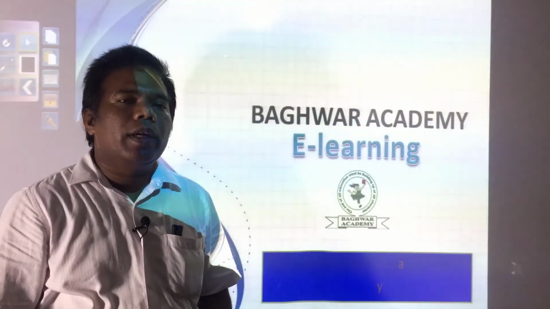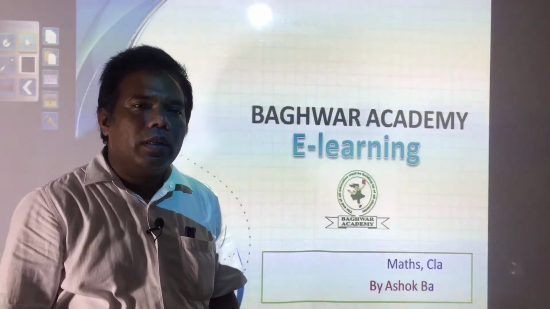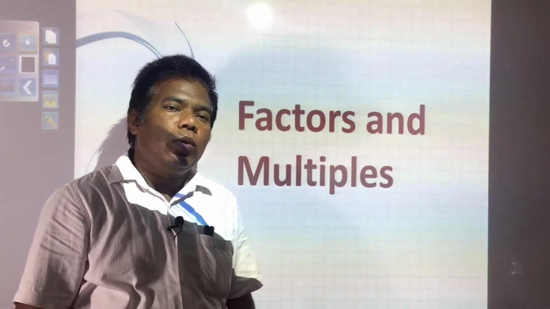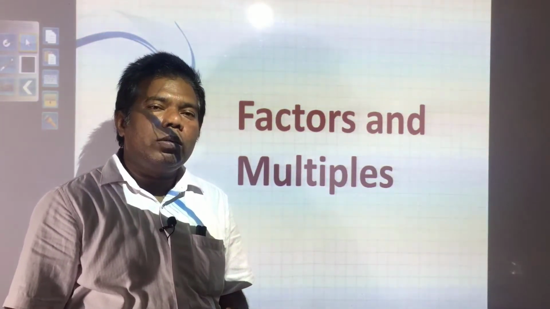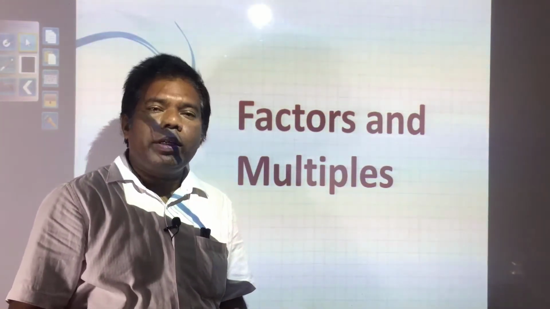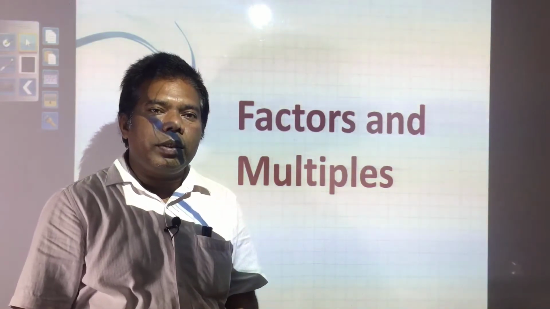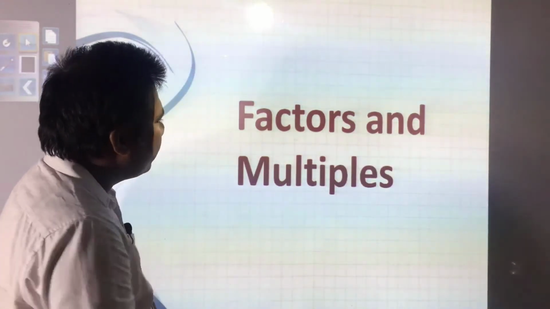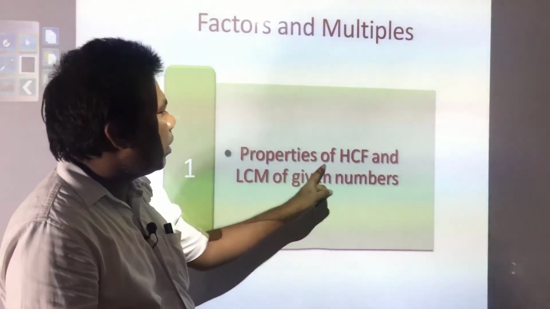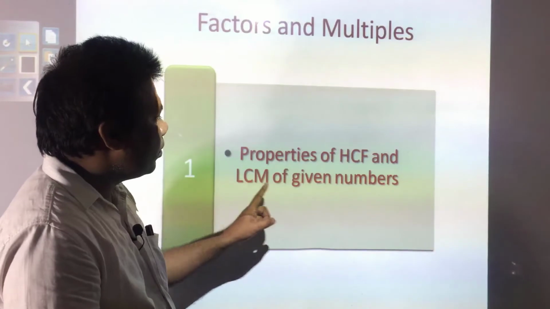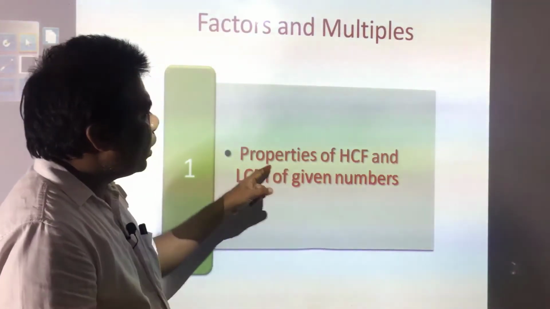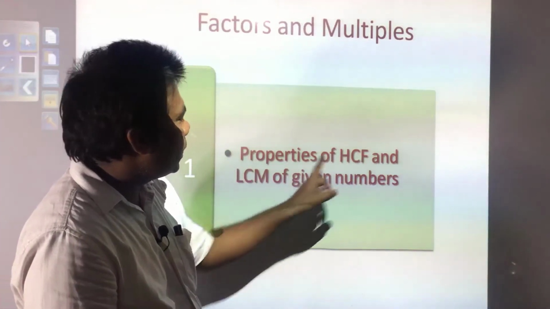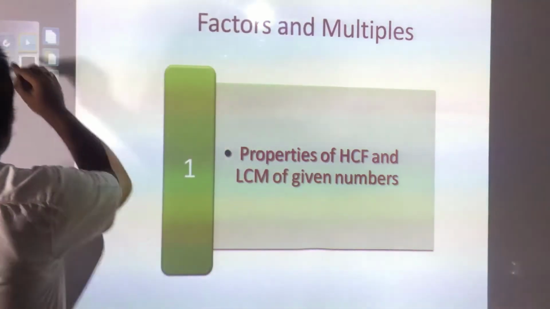In the last video we saw how to find the LCM, and before that we had seen HCF. So now we have already learned how to find HCF and LCM by two methods, the division method and the prime factorization method. Today we are going to see the properties of HCF and LCM of given numbers. We already know how to find HCF and LCM, and today we will see some of their properties. So, let us start.